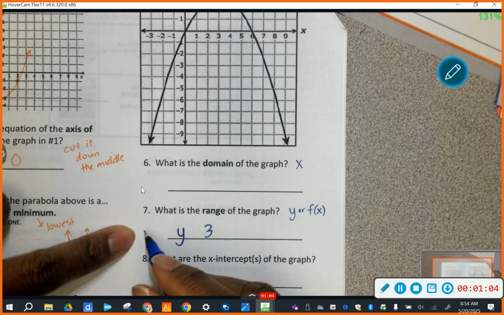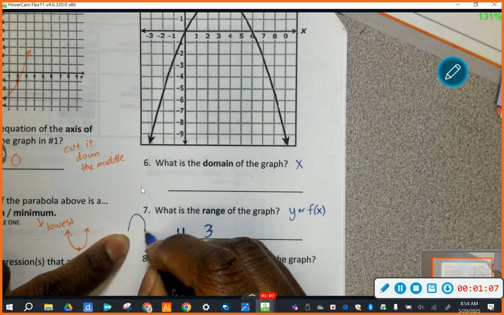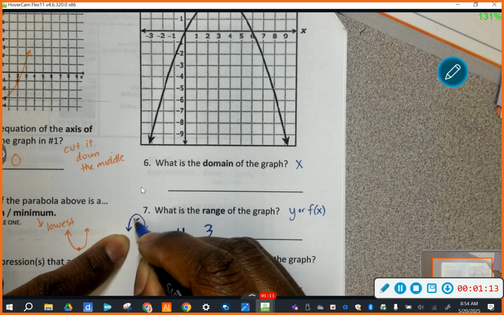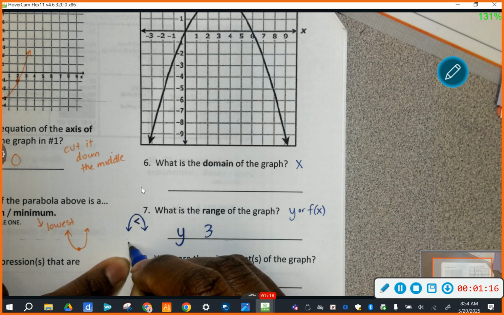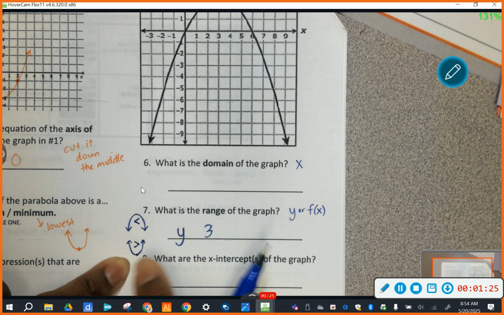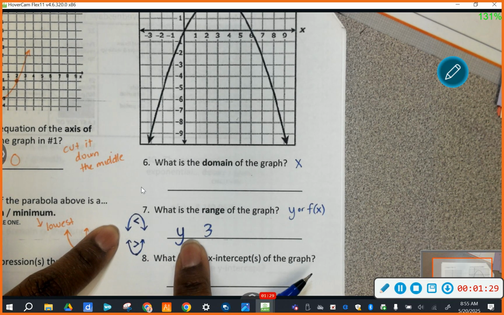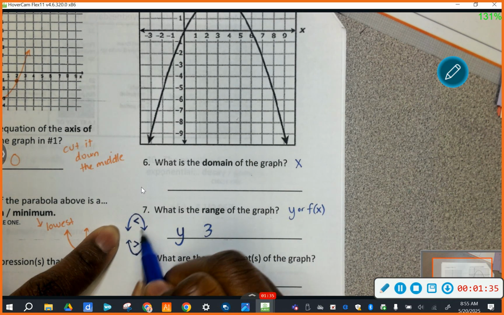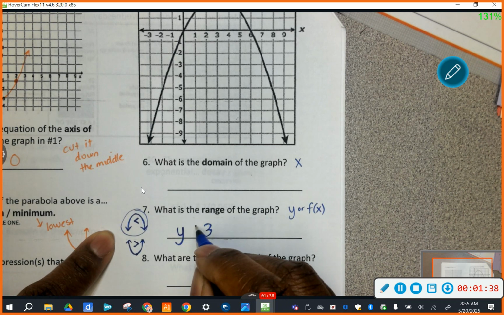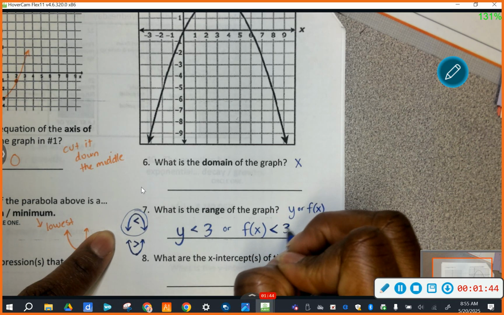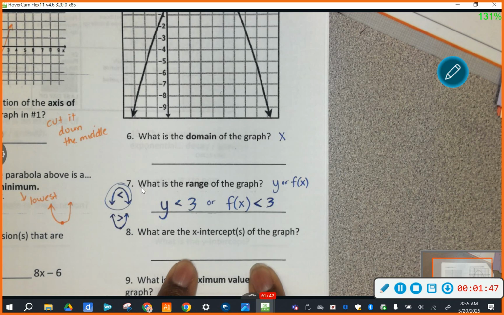So let me give you an example. If the graph is like this, then you're going to use the less than symbol because everything is pointing to things less than your vertex. If your graph is like this, you're going to use the greater than because everything is greater than the vertex. So which one do you think you should use for this one? Which way does the graph point? This one. Yes, you should be using this symbol right here. Or if they change it to f of x, it could look like this. Now, what are the x-intercepts of the graph?